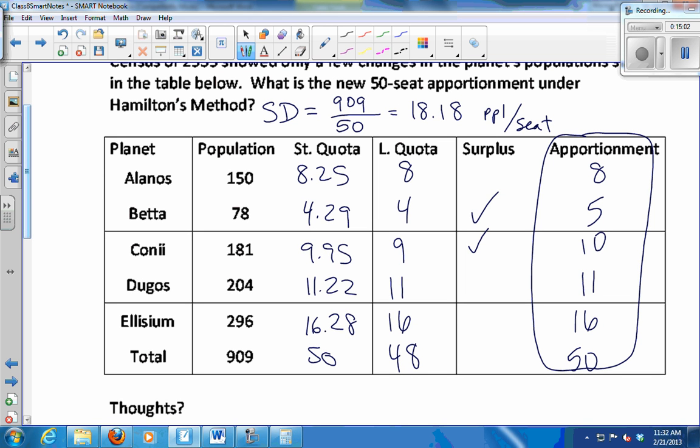Dugos stayed exactly the same. Their population and their number of seats stayed the same. But Elysium, their population grew. Well, it could just be by one, but if this is an international federation of planets, we're probably measuring this like in millions of people. So this could have grown by 1 million, right? But if it grew by 1 or 1 million, it still grew. Yet what happened to their number of seats? They lost a seat. They have more people, fewer seats.